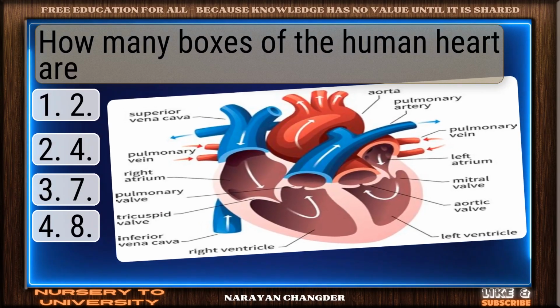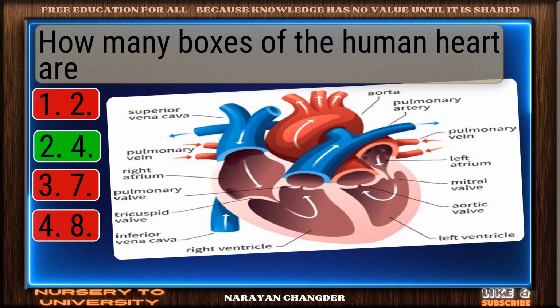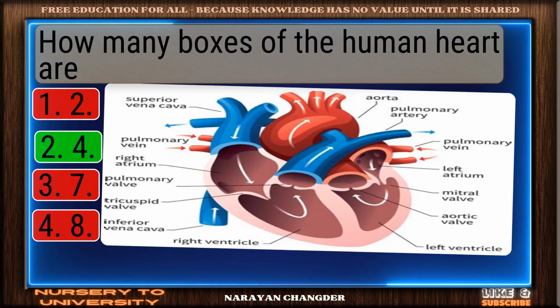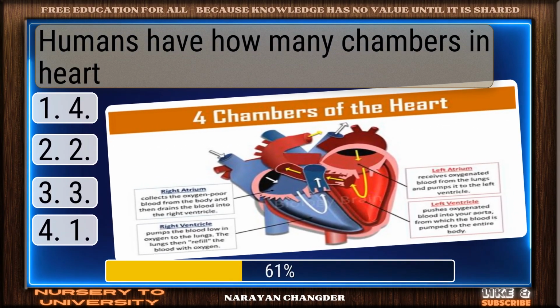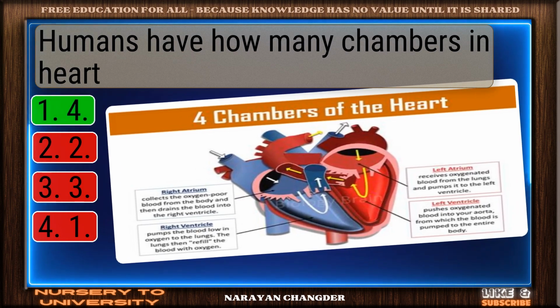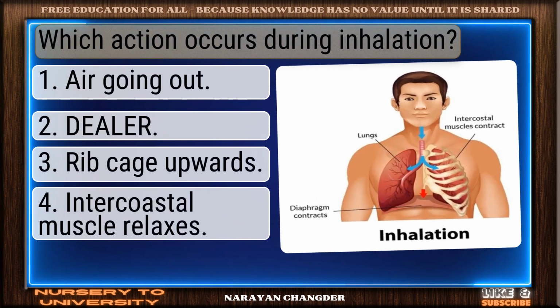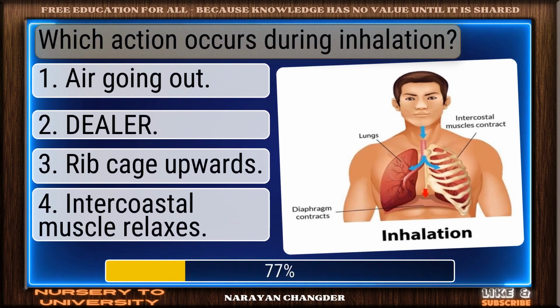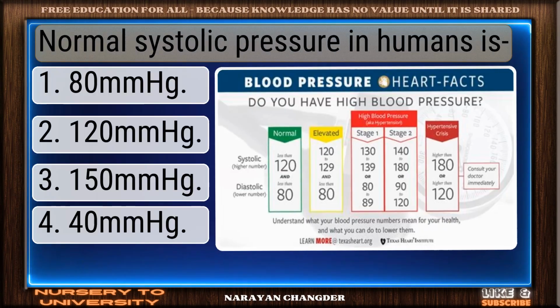How many chambers of the human heart are there? Clear logic. 4 is sound. Humans have how many chambers in heart? Good thinking. 4 is right. Which action occurs during inhalation? Exactly. Ribcage upwards makes sense.